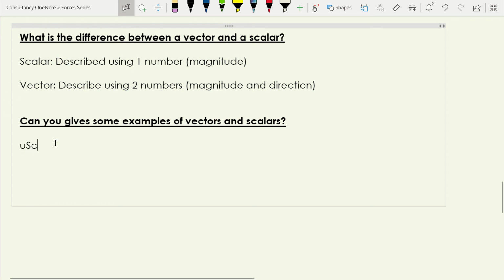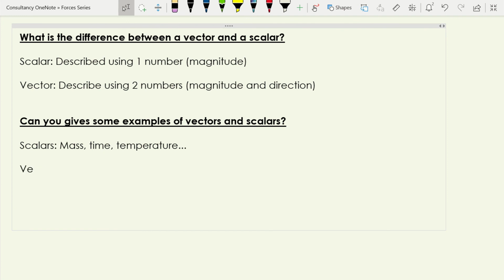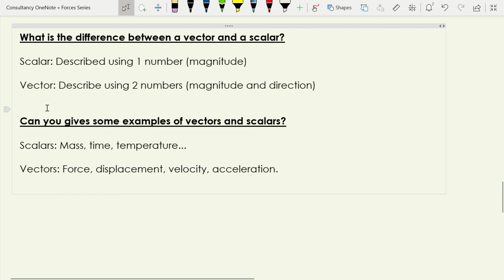So some examples. I'll stick to ones we've come across before. Some scalars like mass, time, temperature, and so on, which you can see more of from earlier in the video if you want them. Vectors: the one we need to know at this stage is force, but we are going to see some more. So we're going to get displacement, velocity, acceleration, things like that as we go through future videos.